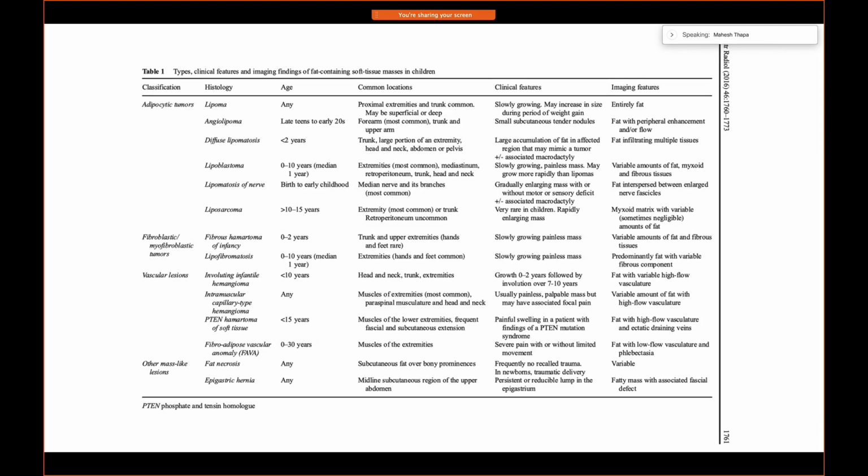I have this little list that I took from Pediatric Radiology. The article is listed over here, the reference. A lot of people worry about liposarcoma, but remember liposarcoma is extremely uncommon in the pediatric population, particularly in this age group. If you look at the age life cycle, it's 10 to 15 years of age. Anything less than 2 years of age, diffuse lipomatosis, lipoma, lipoblastoma, lipomatosis of the nerve, fibrous hamartoma of infancy, these are all diagnosed young and they're all benign. So if you see fat in a soft tissue mass and they're younger than 2 or 3 years of age, you can be pretty sure that it's a benign condition.